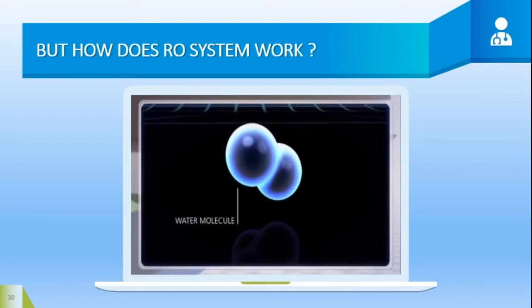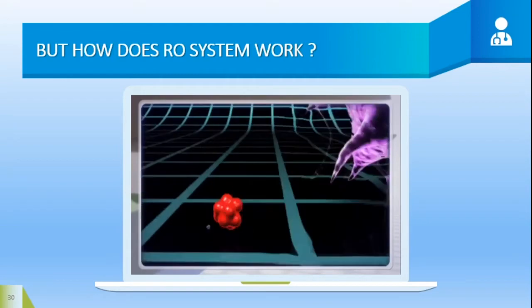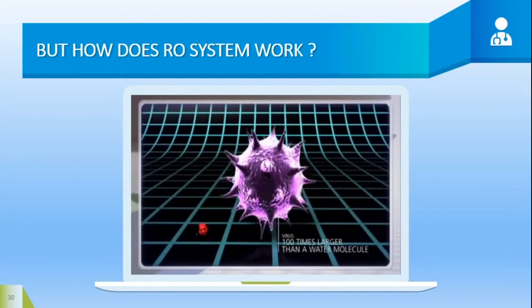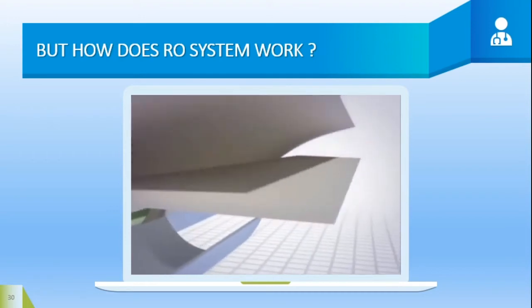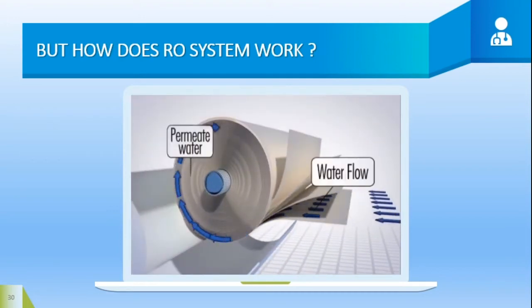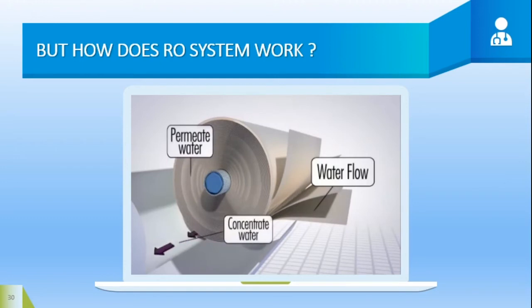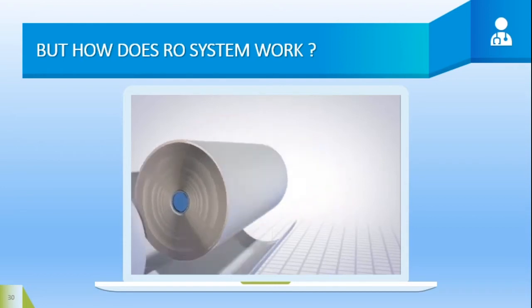Generally, contaminants larger than water molecules will not pass through, including most chemical contaminants and all microorganisms such as viruses and bacteria. Two streams of water are produced. Pure clean water or permeate flows across the membrane sheets and passes through the membrane layers to the inside core tube. Water that does not permeate becomes more highly concentrated with salts and other substances. This water is called concentrate.